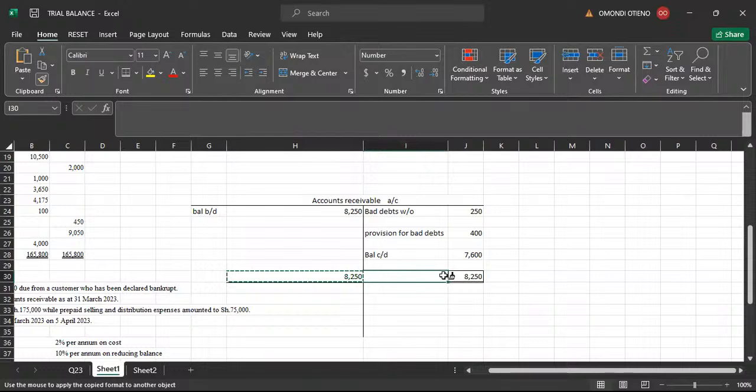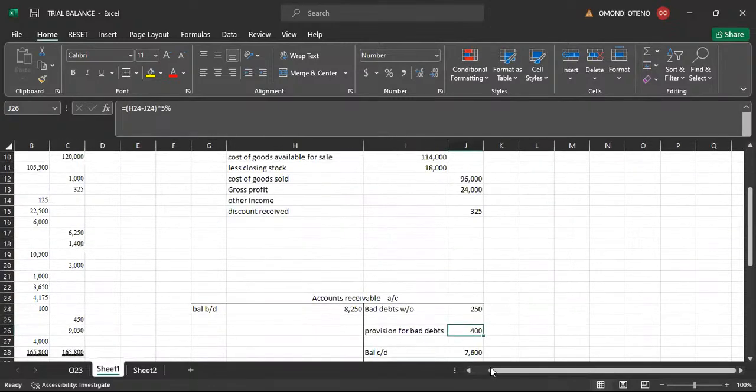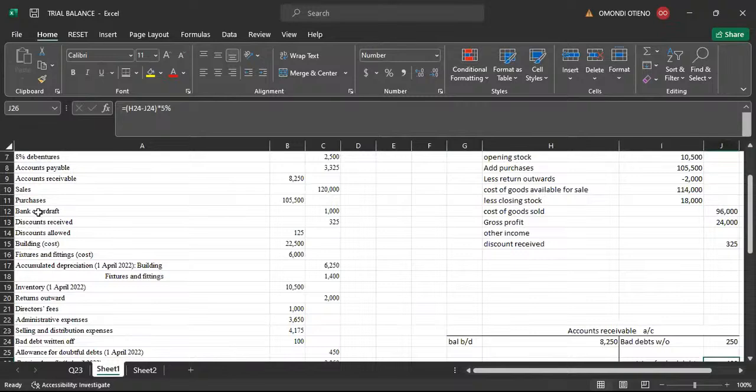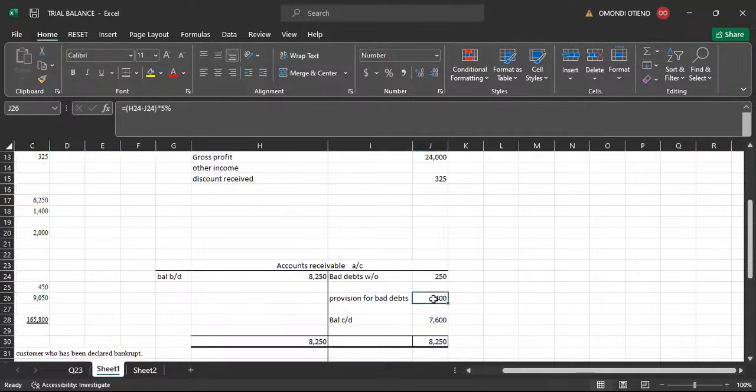Is it now making sense to somebody? So that is what we need to do. But then this is what has been adjusted. The 5% of the net account receivable amount is 400. Let's go to the provision at the beginning of the year. At the beginning of the year, they had allowances. The allowances for doubtful debts as at 1st of April was 450. But then the real doubtful debts that they are having here is 400.